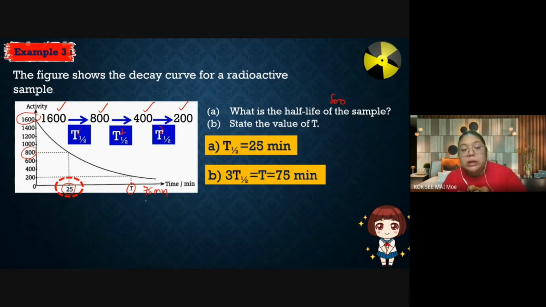So if the question starts from 0, because 0, 25, then continue. If the question starts from 25, that means you need to minus the 25. Okay, so this one is the question for example 3.